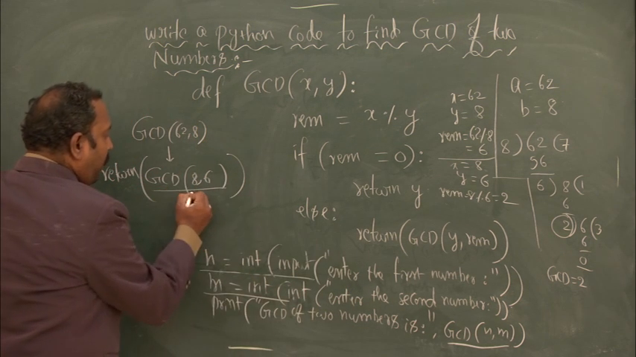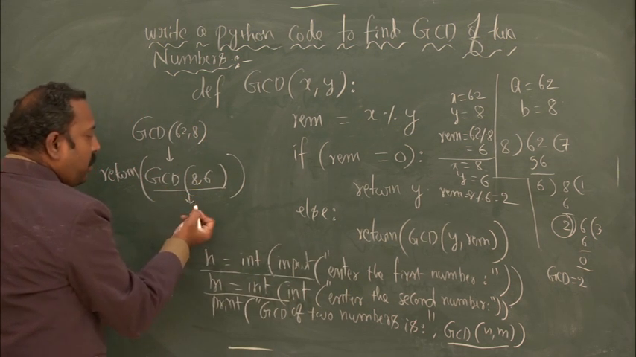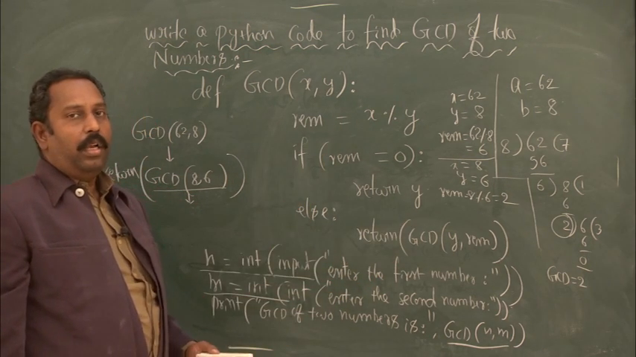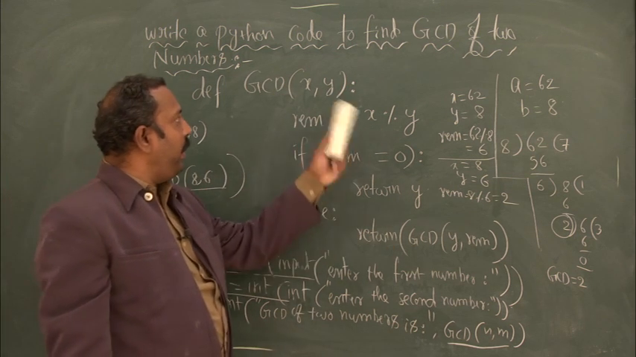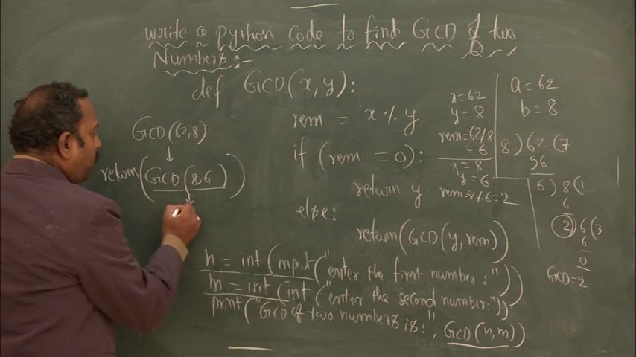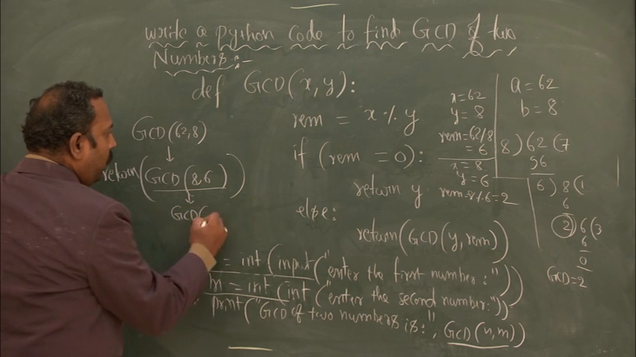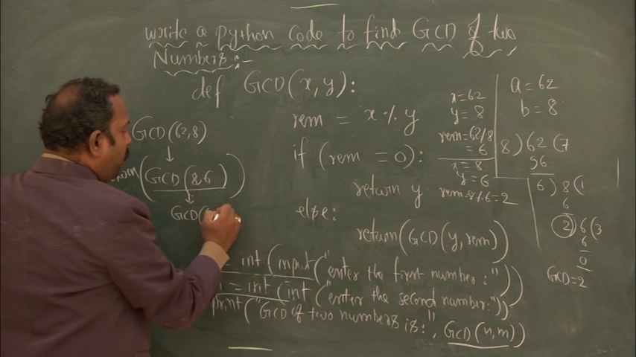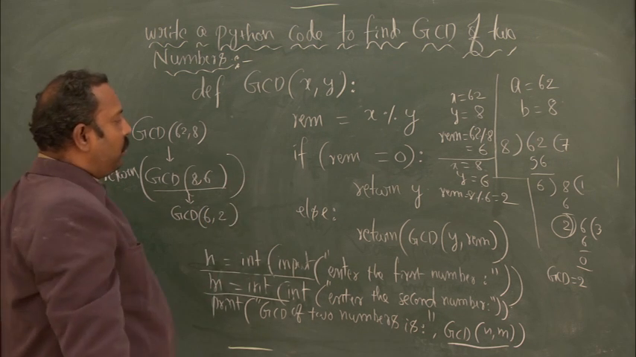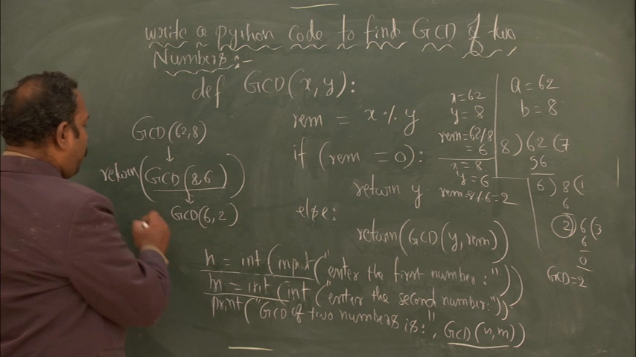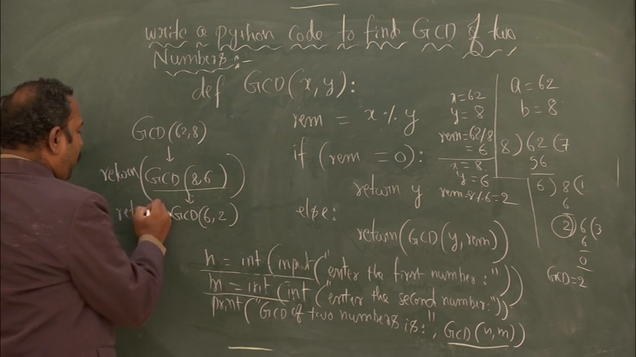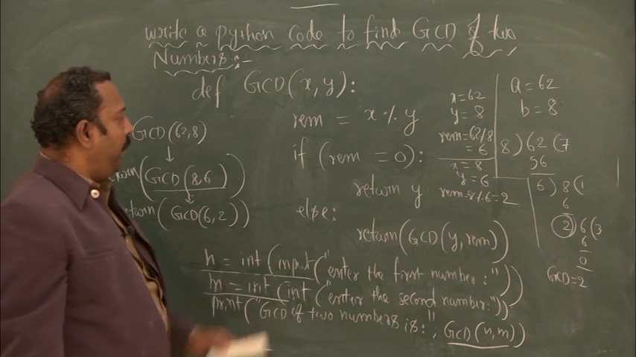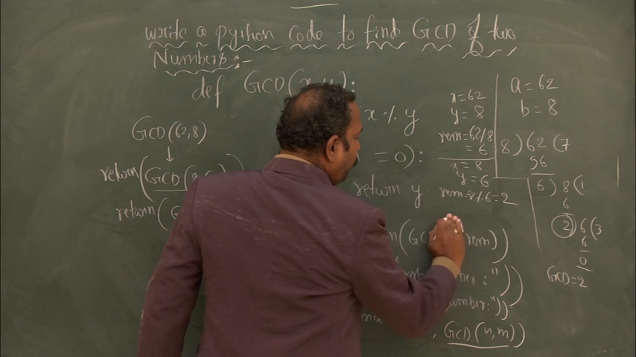Again there is a function call, because a function calling itself is known as recursion. The GCD function is calling GCD again within itself. So again GCD of y, what is the value of y here? 6, and the remainder value is 2. So GCD of 6 comma 2. So return GCD of 6 comma 2.